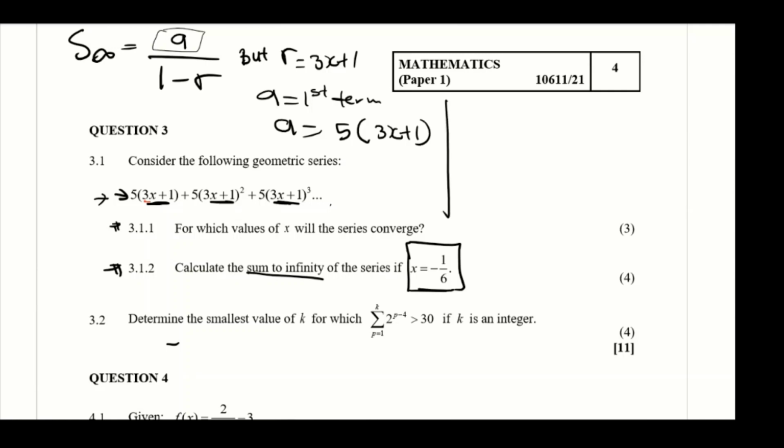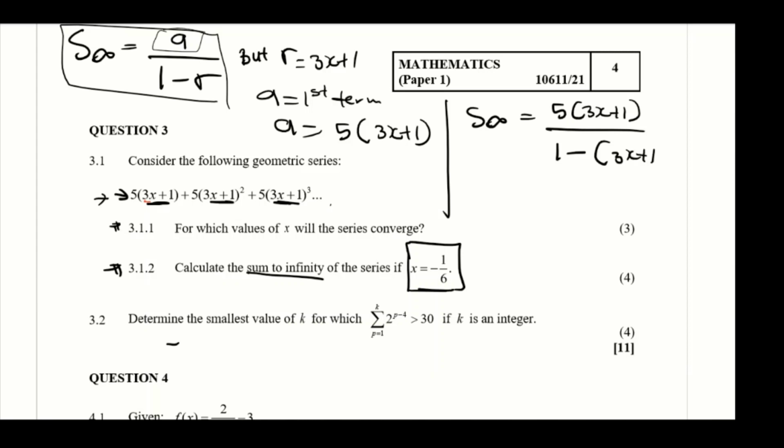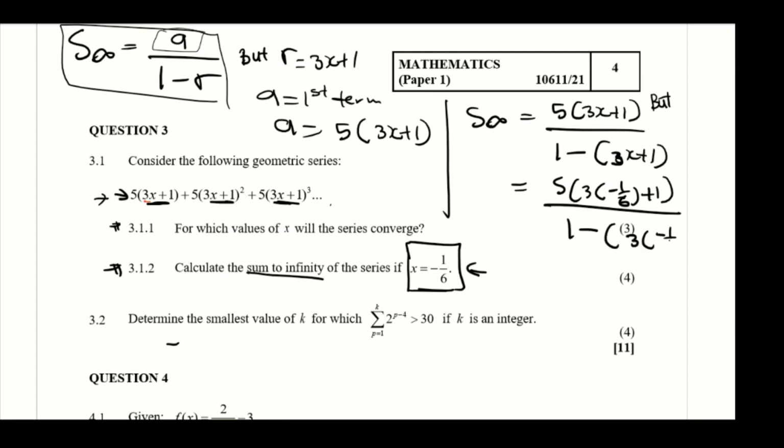So let's substitute this into our sum to infinity. The sum to infinity is equal to our a, which is 5 into (3x plus 1), divided by 1 minus our r, which is (3x plus 1). Now you need to remember that we were given that x is equal to -1 over 6, meaning where we see x, we put -1 over 6. So it's going to be 5 into (3 into -1 over 6 plus 1) over 1 minus (3 into -1 over 6 plus 1). The answer that you're going to get here is 5. So that is your sum to infinity.